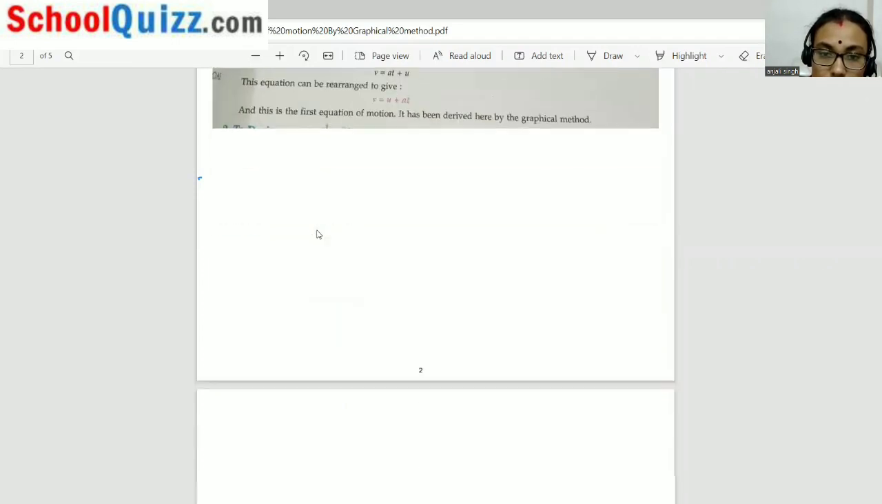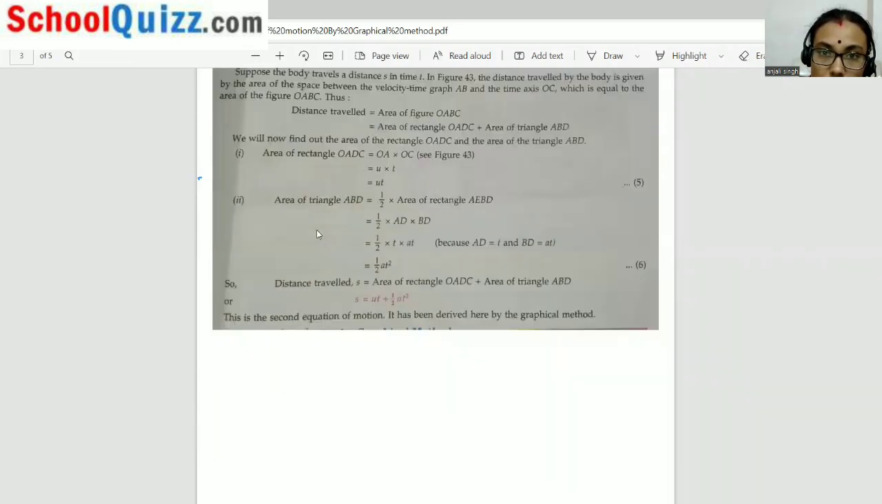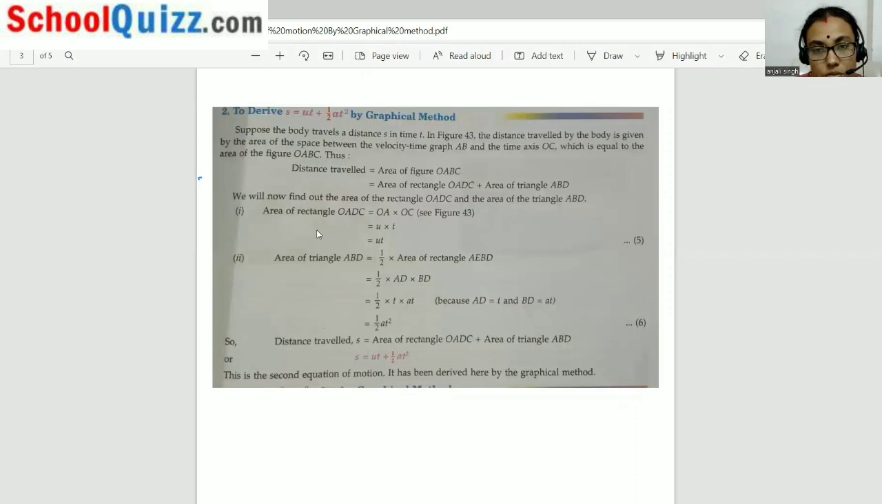So this is the first equation of motion. Now, about the second equation of motion. So this is your second equation of motion. As you already know, and we discussed also, S is equal to ut plus half AT square. This is also proved by the graphical method.